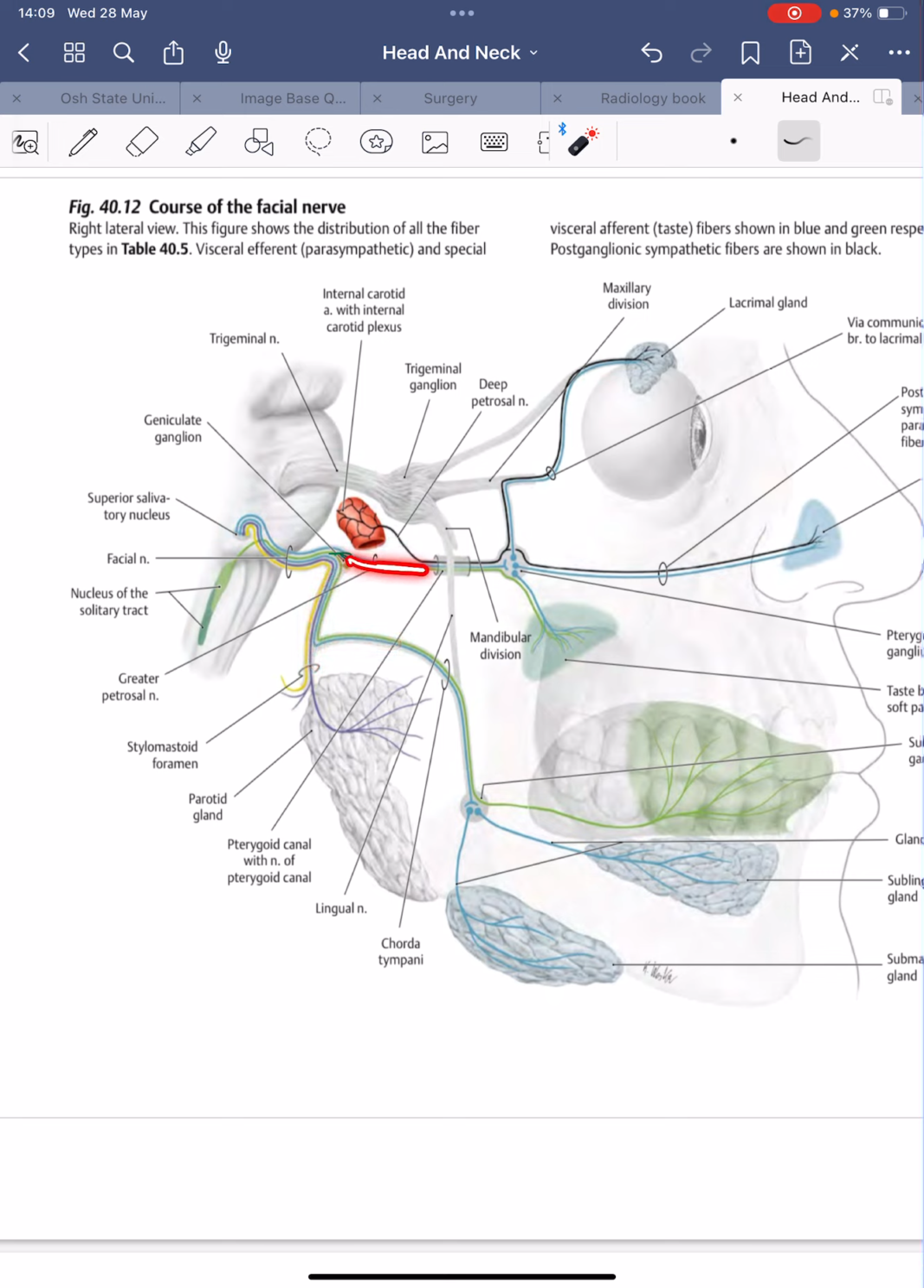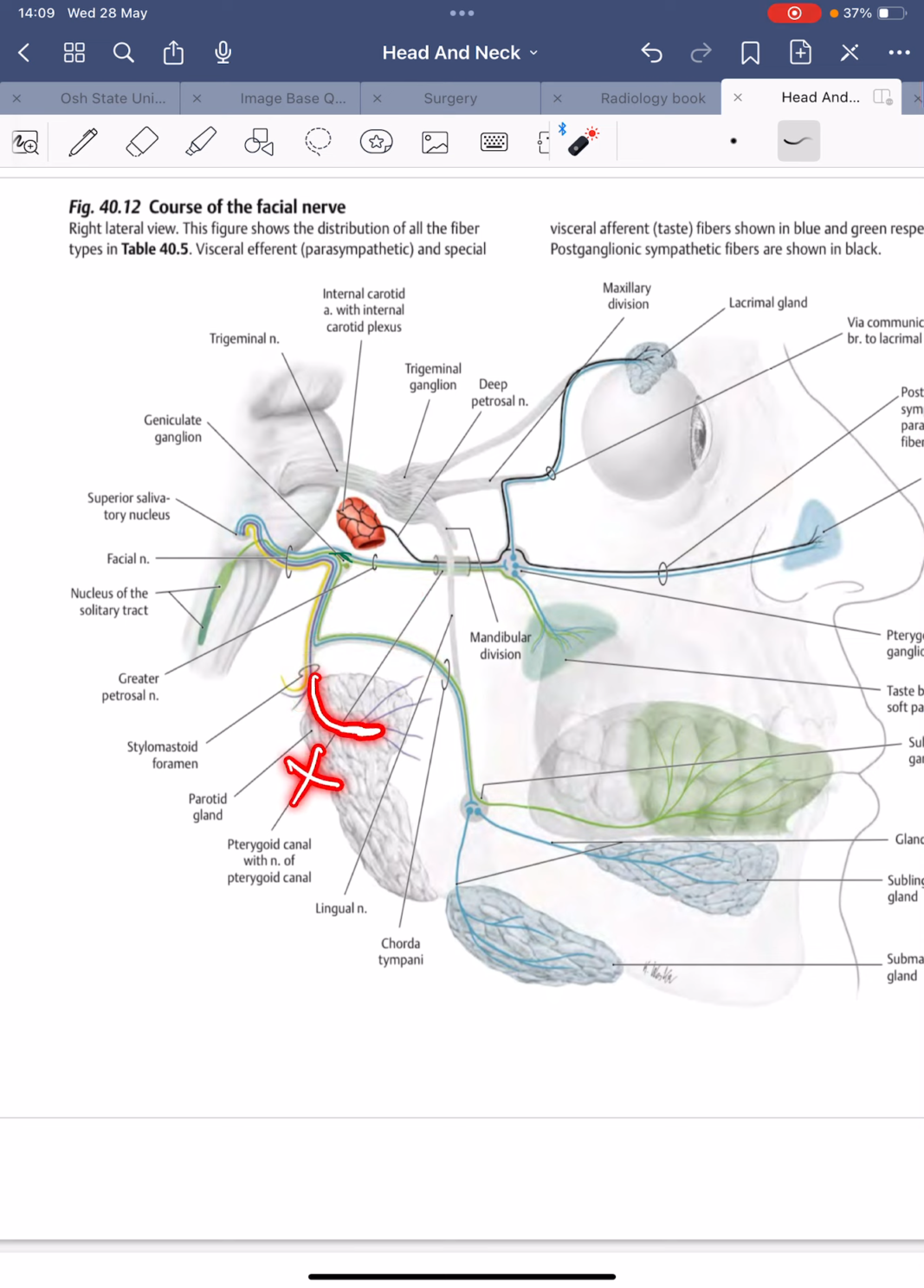This branch is known as greater petrosal nerve. This branch is known as chorda tympani nerve. One branch which is not shown here is the nerve to the stapedius muscle. And as it is exiting the stylomastoid foramen, it passes through the parotid gland.